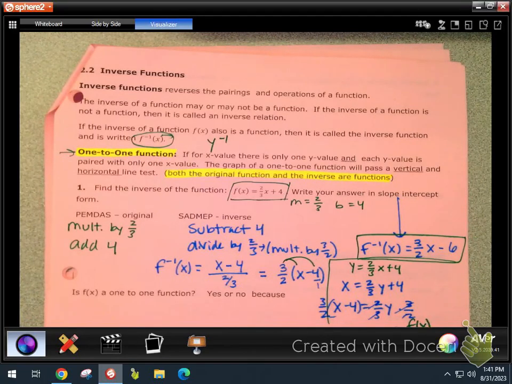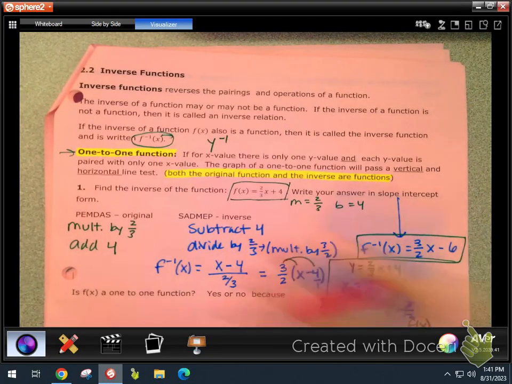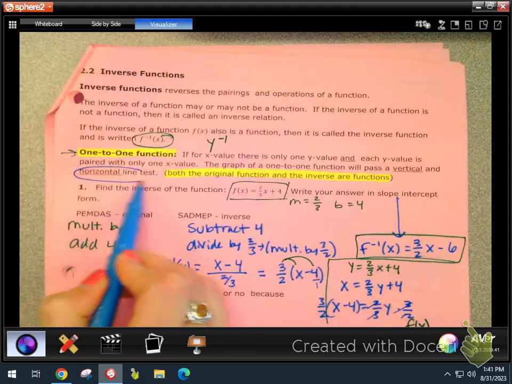Now, someone asked this yesterday, is there such a thing as a horizontal line test? And there is. What the horizontal line test does is the same process, except you're drawing lines this way. The horizontal line test will tell you if a function is one-to-one.